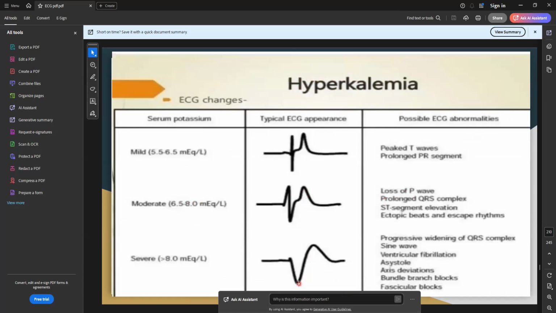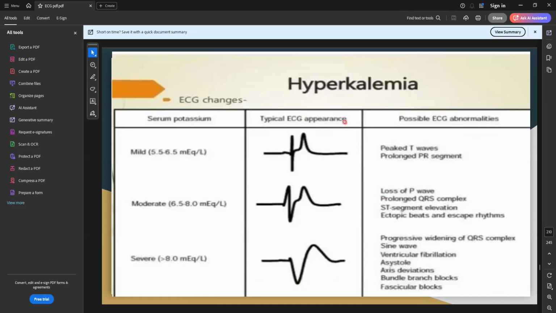So here you can see the typical ECG showing the typical T wave changes. When it is mild, that is 5.5 to 6.5 milliequivalents of potassium, you will see peaked T waves and prolonged PR segment. When it is moderate, that is 6.5 to 8, there will be loss of P wave, prolonged QRS complex and ST segment elevation.